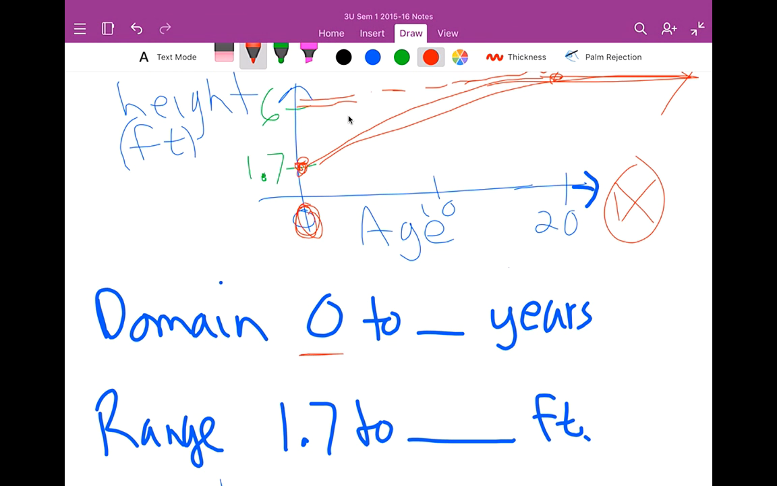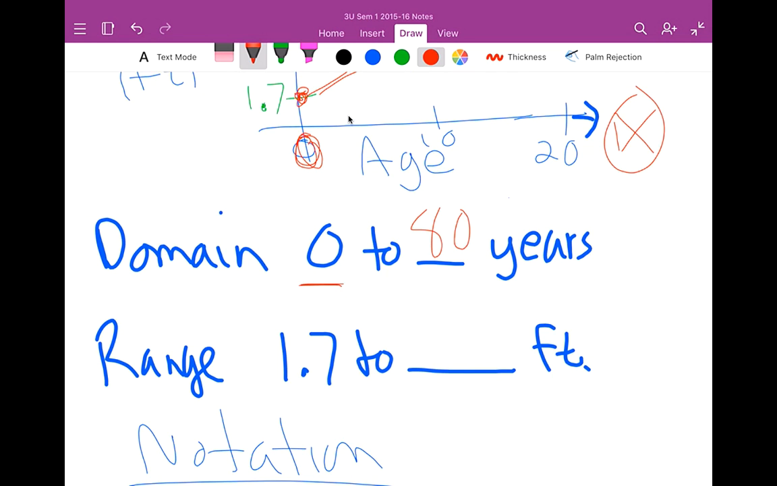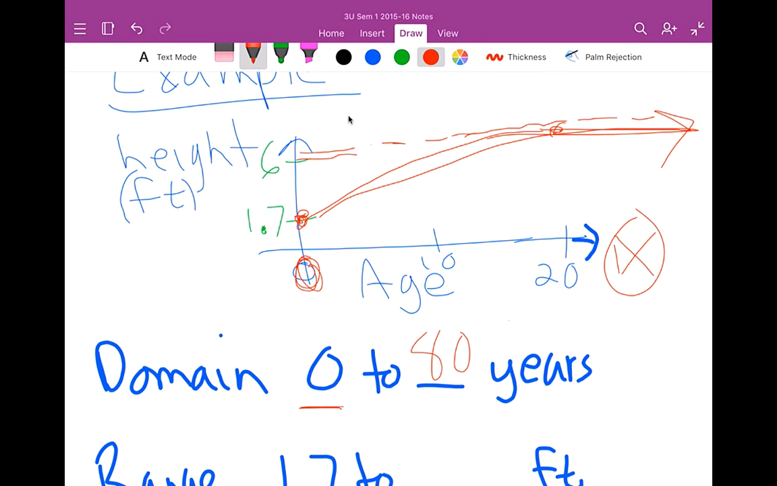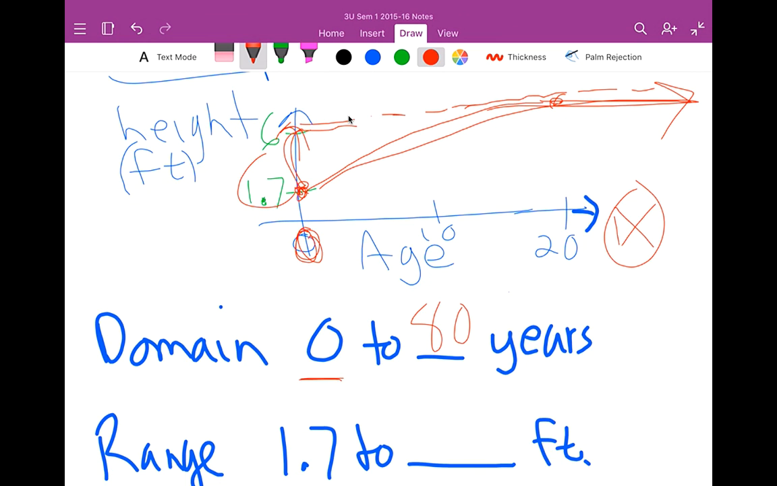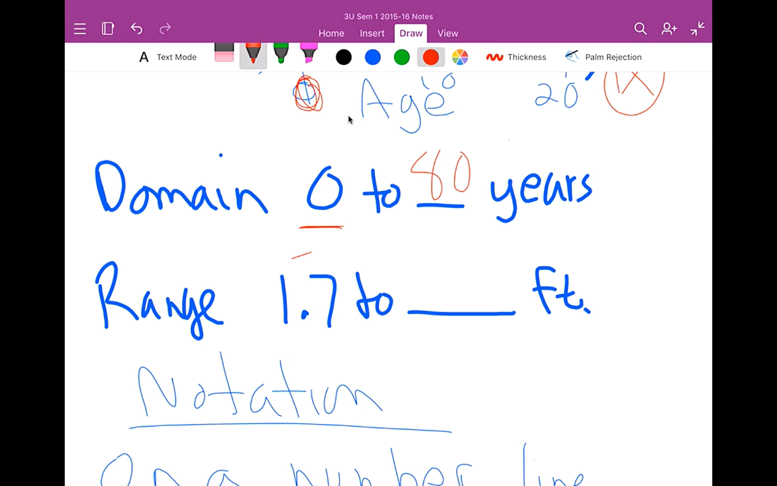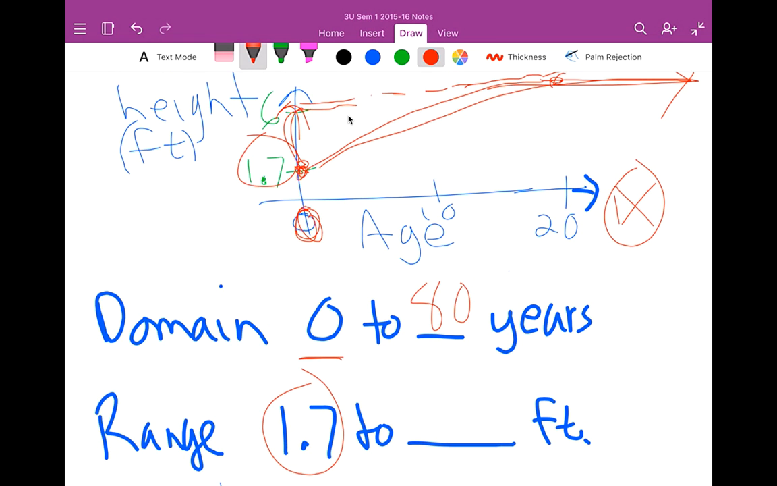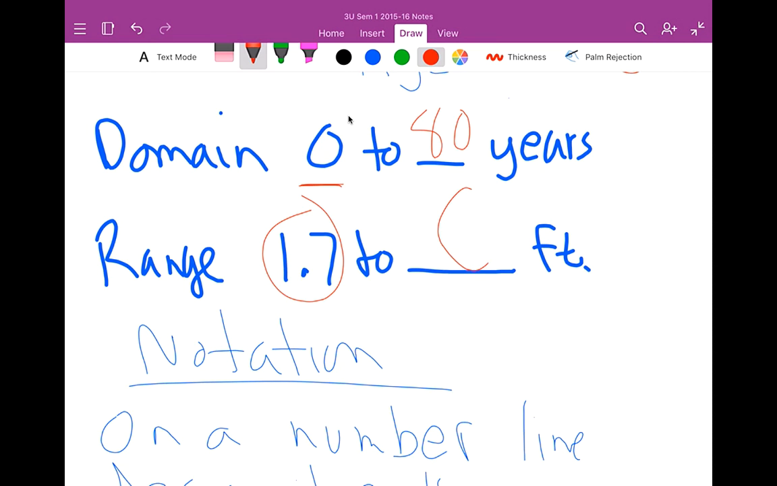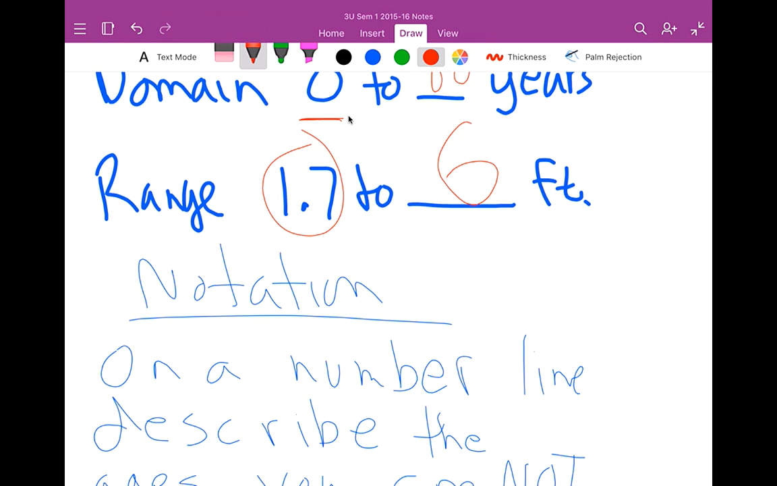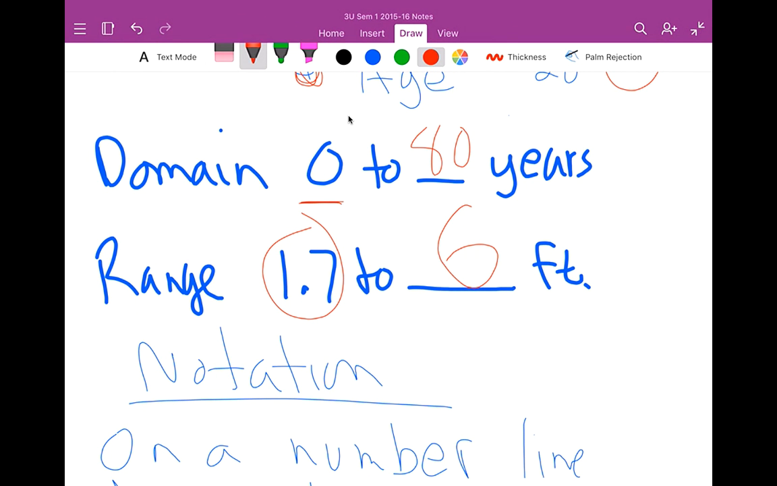So let's say the domain then, what are the values that are allowed? Well, you can't be younger than 0 years. That's simply impossible. And then on average, we'll say the average person can live to 80 years. So you've got your domain. Then your range is the Y values that you're allowed to have. If these are averages, we can say the average birth length of a child is 1.7 feet, and the maximum height on average is 6 feet. We recognize there are many people taller than that and many people shorter, but on average we'll say 6 feet. So that would be domain and range.